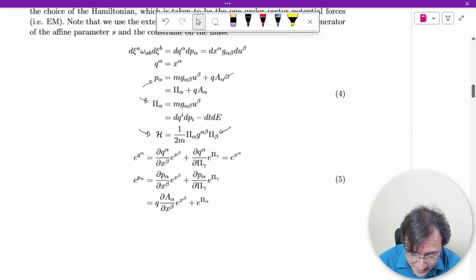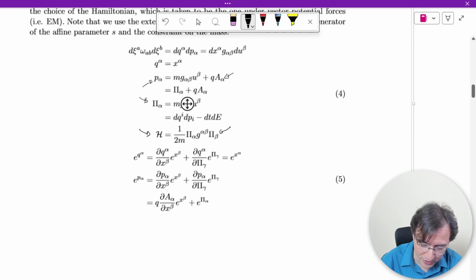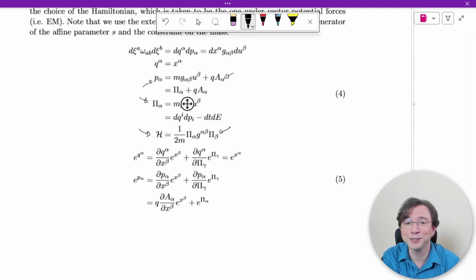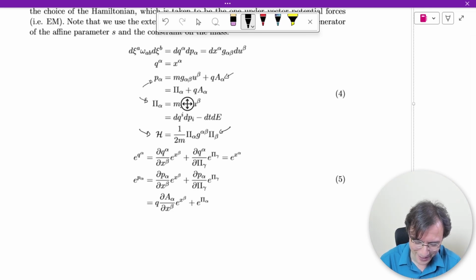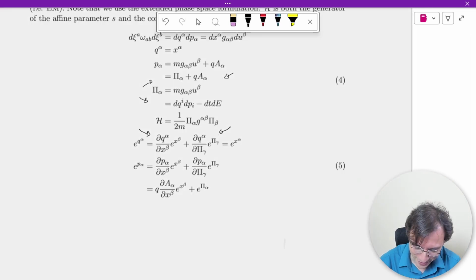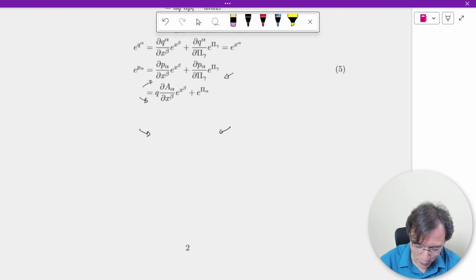So once you have this, you go and compute the transformation rule for your bases, which I'm not going to do. If you want to see it, you can pause and look at it, or I'm going to put a link to these notes in the description so that you can see how it works.